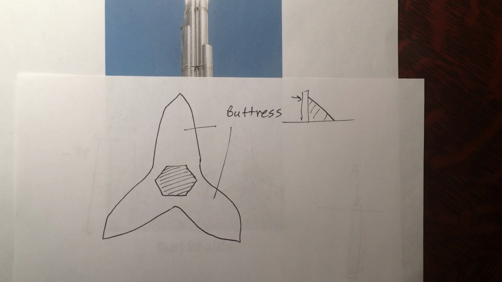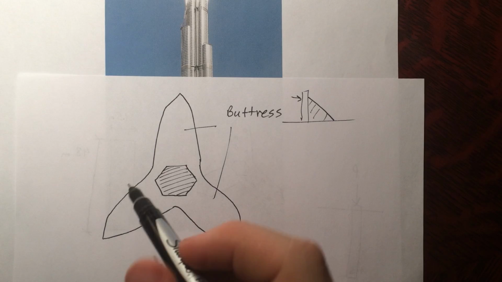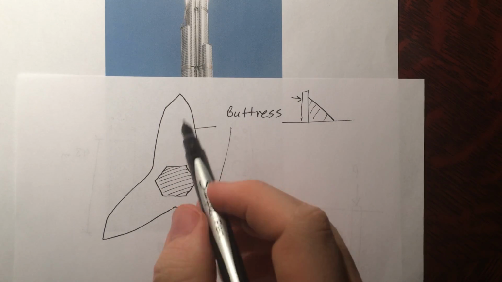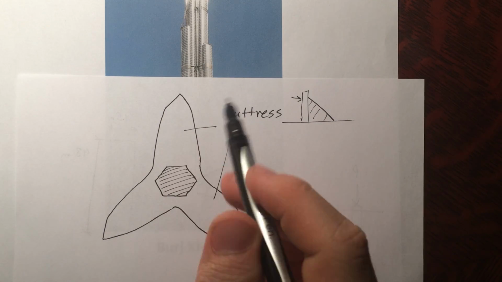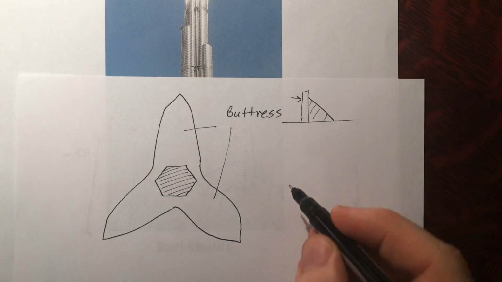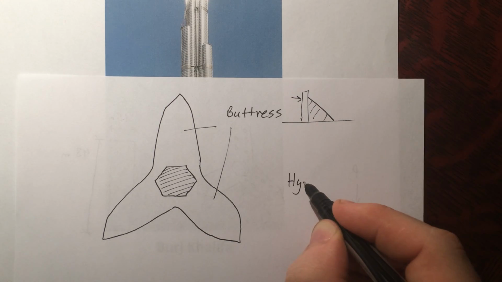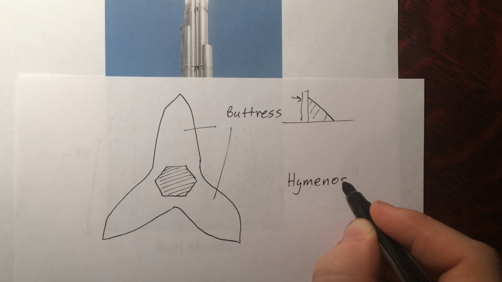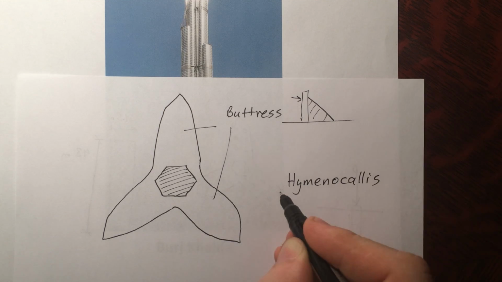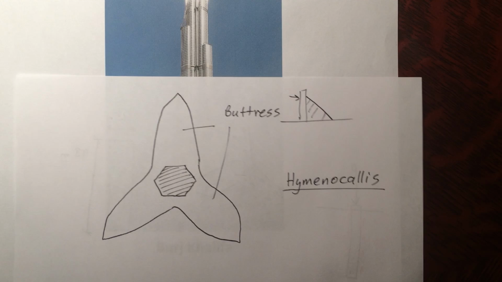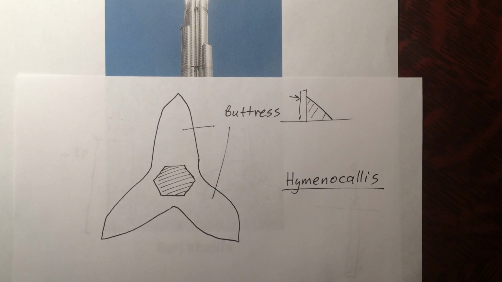And what's kind of interesting, I think, is this looks like a flower. In Dubai, where the Burj Khalifa is, there's a flower called the Hymenocallis. I could be saying that wrong. And it looks like this. It's a desert flower, so they designed it after that. All right, that's pretty cool, right?